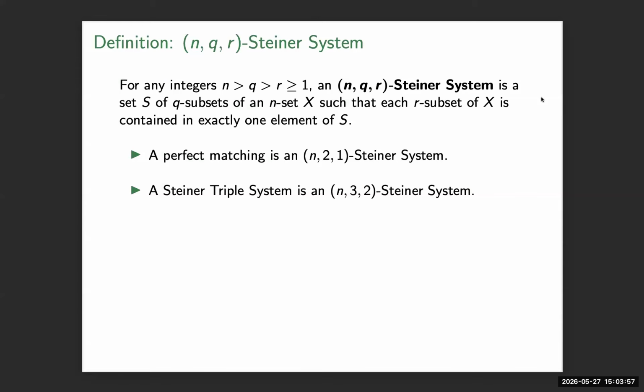So in particular, an (n,q,r) Steiner system is a set S of q-subsets of an n-set X, such that every r-subset of X is contained in exactly one element of S. Okay, lots of parameters floating around here. If you work through this, you'll see that a perfect matching is an (n,2,1) Steiner system, and a Steiner triple system is an (n,3,2) Steiner system.